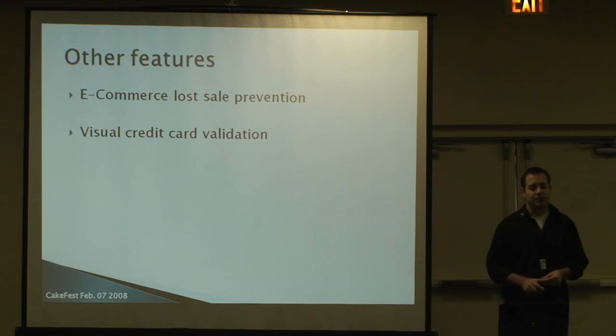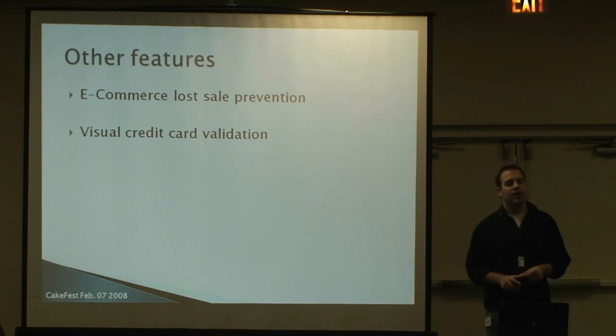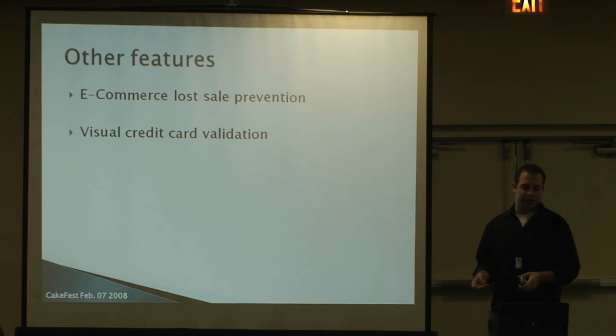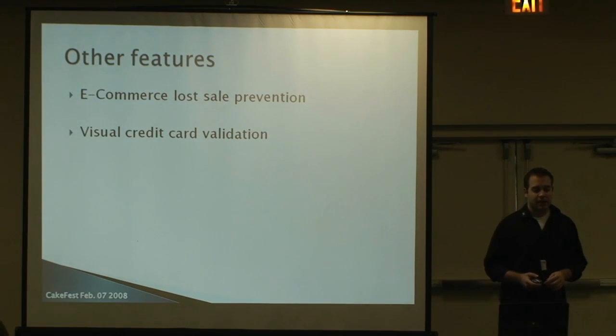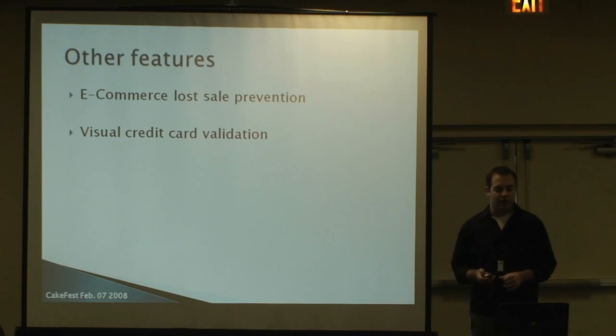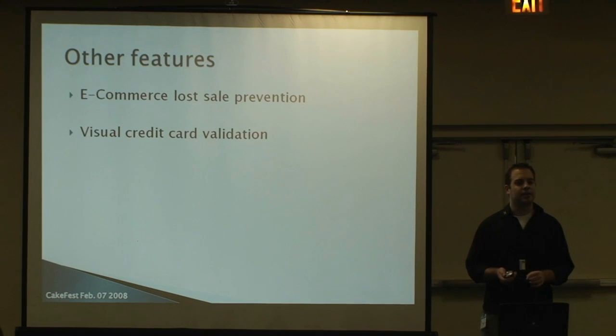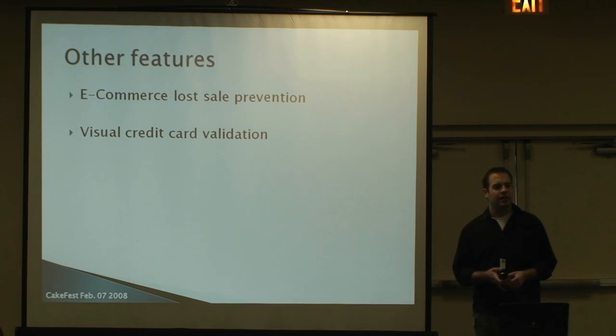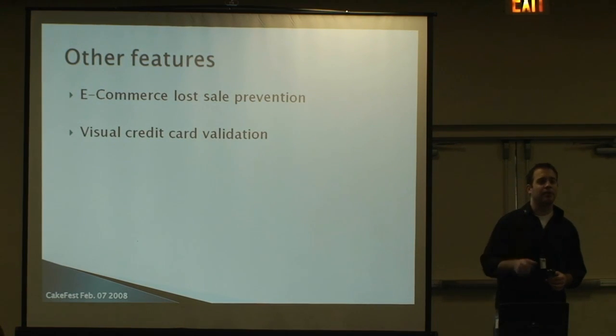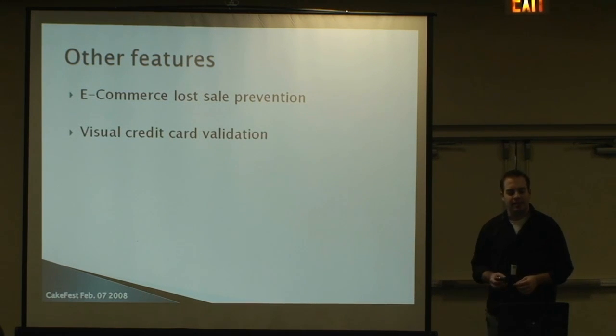Another one we did for users is visual credit card validation. It gives a sense of security, and it's also a measure for us when someone enters a credit card. We have, to the best of my knowledge, every global major credit card in the system as far as recognition. It shows a little icon, like if you use a Visa card, it will show you a little Visa symbol.